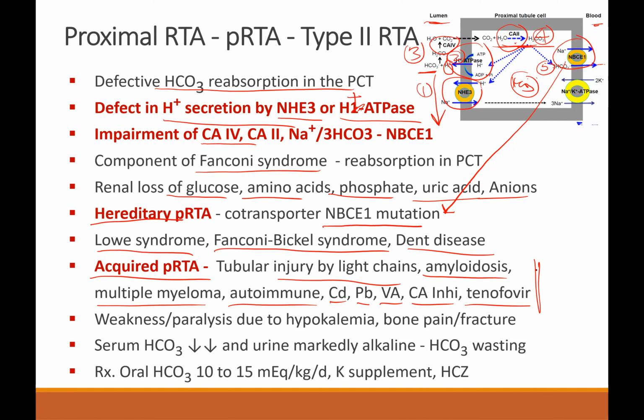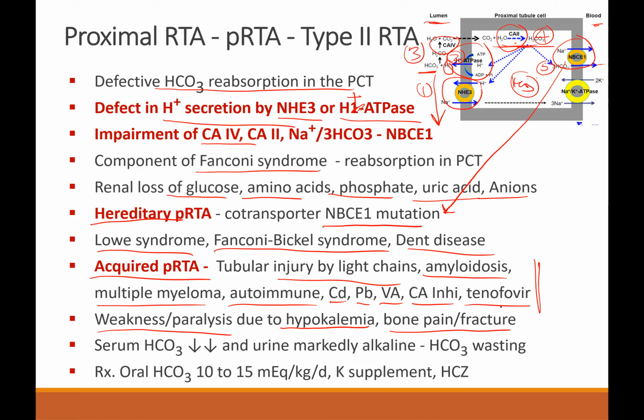Okay, what are the manifestations? I know hypokalemia is a feature. There is weakness and paralysis due to hypokalemia. There is bone pain and fracture. Why? The same carbonic anhydrases are required in the bone, and whatever is defective here, a similar defect is there also. There is bone pain and fracture because not much calcium is available. Calcium also is lost in the urine, not to the great extent as in distal RTA, but to some extent.